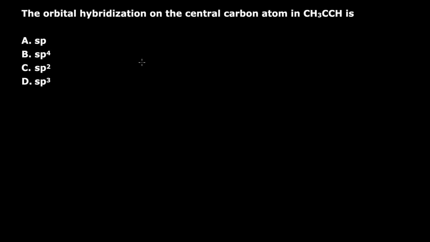Now, in this question, we want to figure out the orbital hybridization around the central carbon atom in this chemical right here. In order to do that, we have to figure out what the Lewis structure looks like. And to get the Lewis structure, we need to know the number of valence electrons in each of the atoms in this chemical compound right here. And to do that, we're going to need a periodic table. So let's pull up a periodic table.